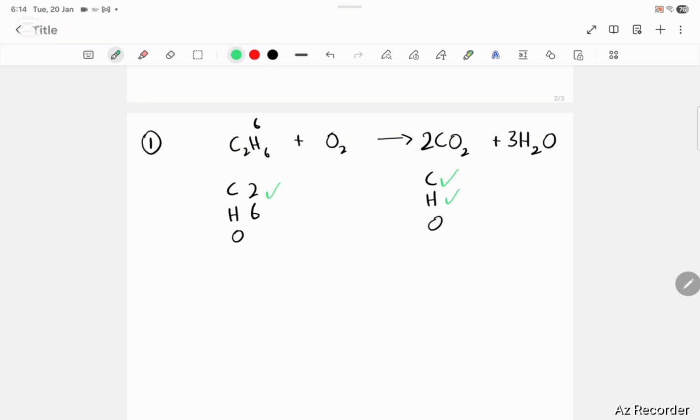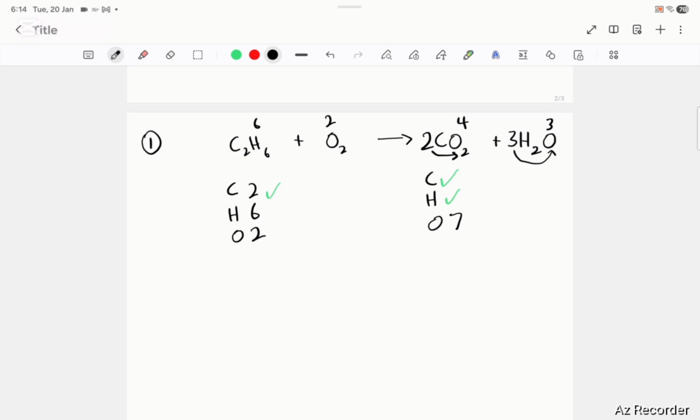Let's move on to the oxygen. We've got 2 on the left. 2 multiplied by 2 here, we get 4. And then over here we have 3 multiplied by 1, we got 3. So 4 plus 3 is 7 oxygen. On the left we have 2, on the right we have 7. So this is where it gets tricky.